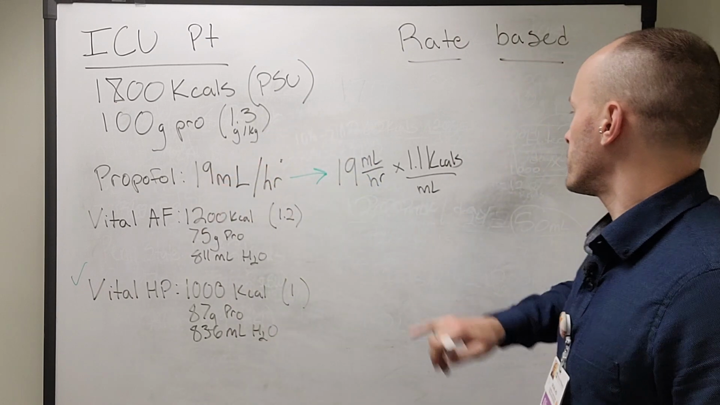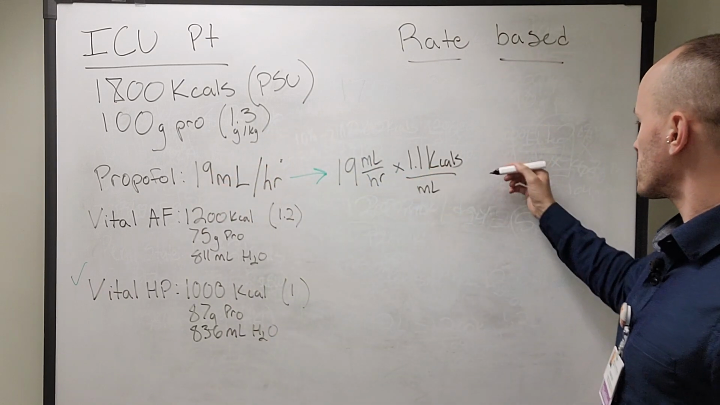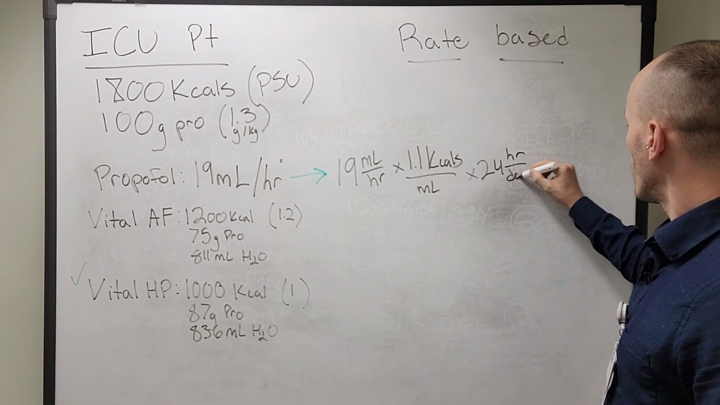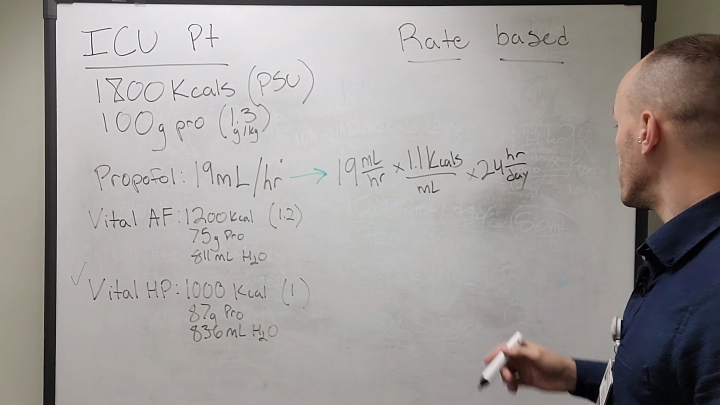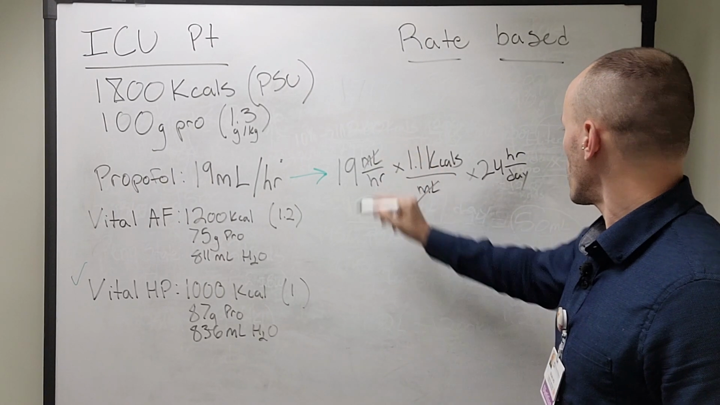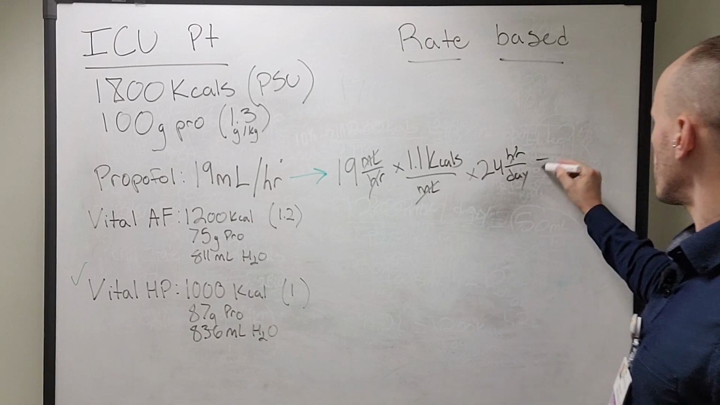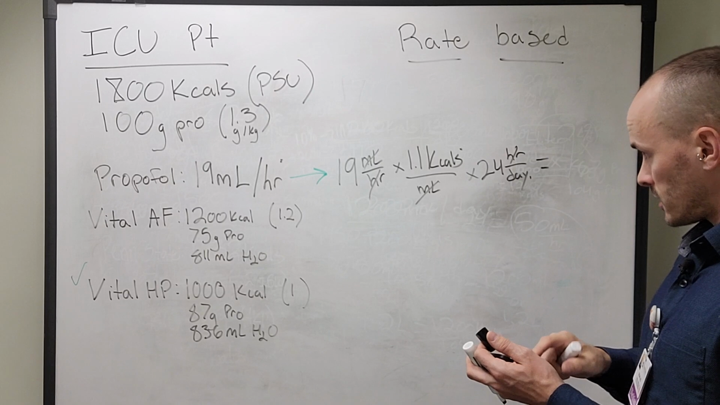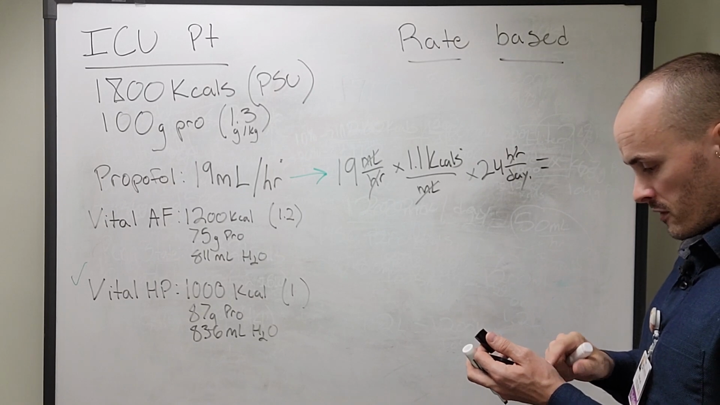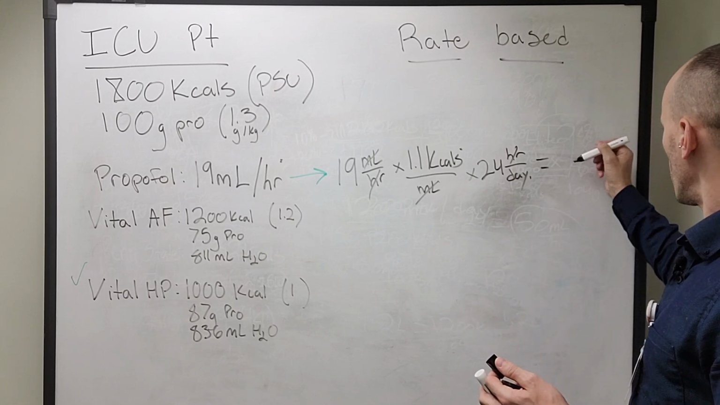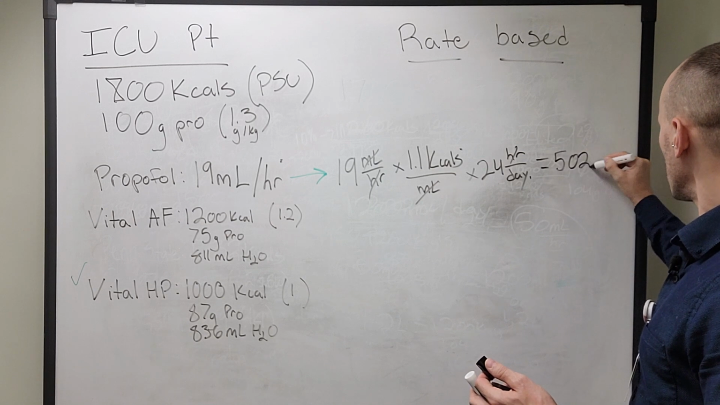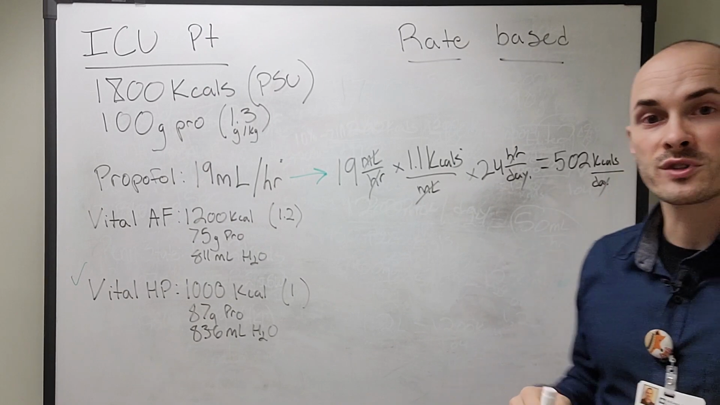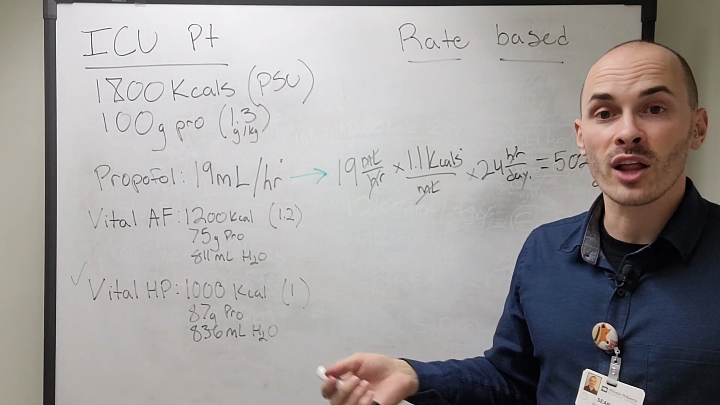So we take our 19 mils per hour times 1.1 calories per mil times 24 hours per day. And the way that this math works out is the mils cross off, the hours cross off, and you're left with kcals per day. So we'll do 19 times 1.1 times 24, which gives us 502 kcals per day. So this patient is receiving 500 additional calories per day.